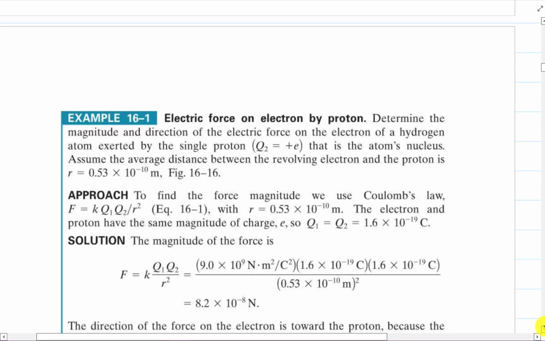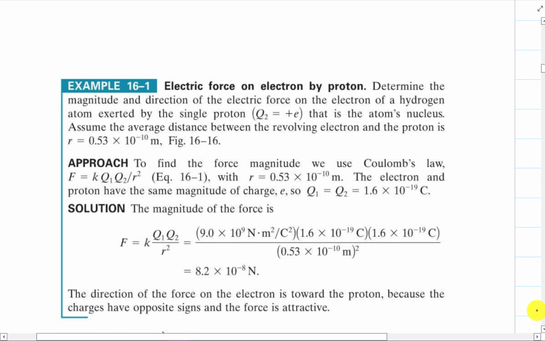Logical. Here's how to solve a question. It's already on the page for you, already solved. Determine the magnitude and direction of the electrostatic force on an electron of a hydrogen atom that's exerted by the proton that's in the nucleus of the atom. Assume the radius of the orbit is 0.53 times 10 to the negative 10th meters. That's about the radius of a hydrogen atom, by the way.